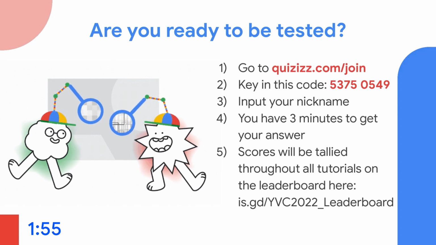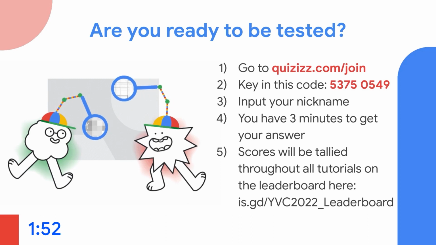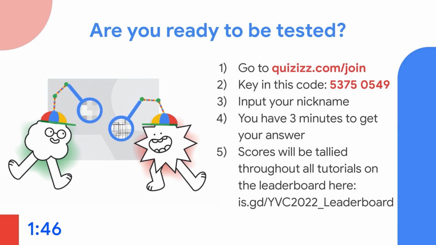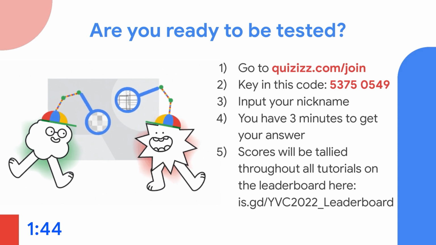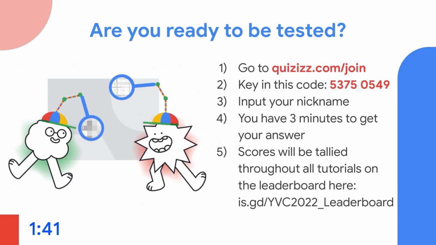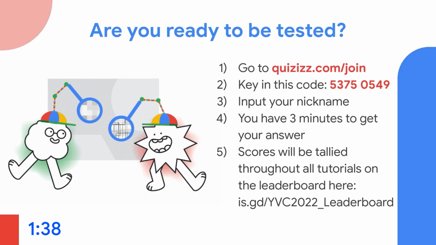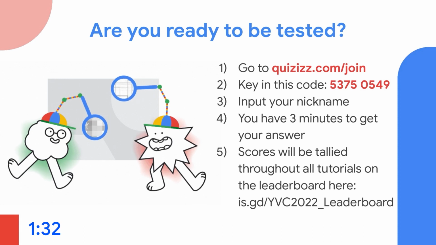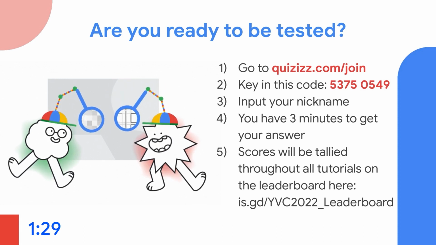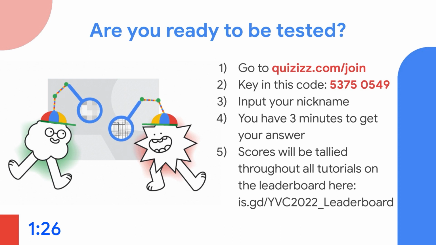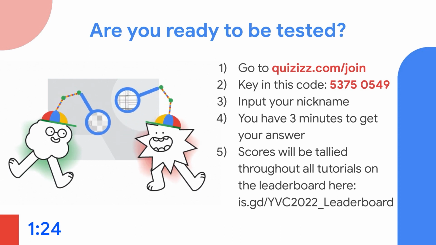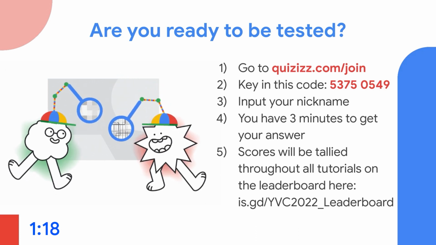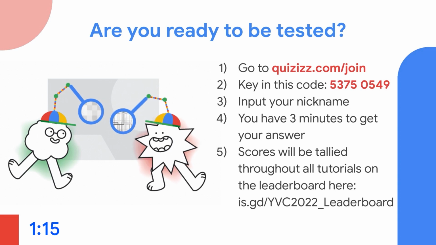Just remember one thing though, that scores are going to be tallied throughout all of our tutorials on the leaderboard that you can see at the URL on screen right there. Okay, so you still got a minute and 45 to get yourself together, so don't panic. Go to quizzy.com and hit the join button. Key in the code that you can see on screen and input your nickname, which you've used for this competition. From that point, you're going to have 3 minutes once the challenge begins to submit your answer.